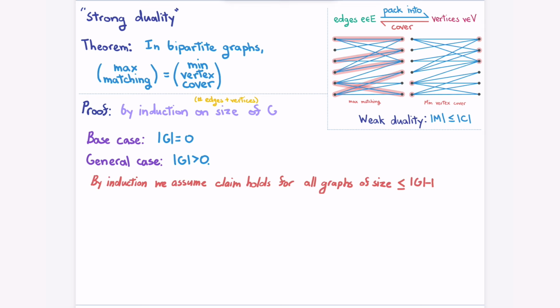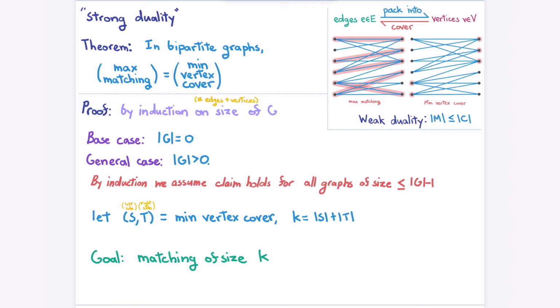Okay, so in the general case, you have some graph. It's non-empty. I'm going to assume that the minimum vertex cover has size k, with a certain set of vertices S on the left and a certain set of vertices T on the right. Our goal is to produce a matching of size k, and we're going to do this really fast by induction.